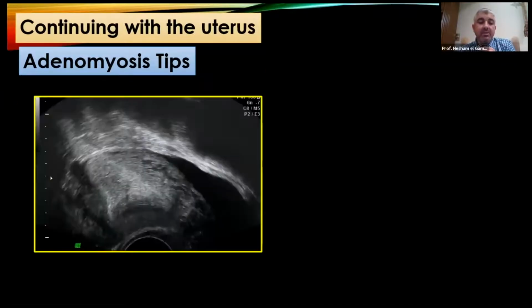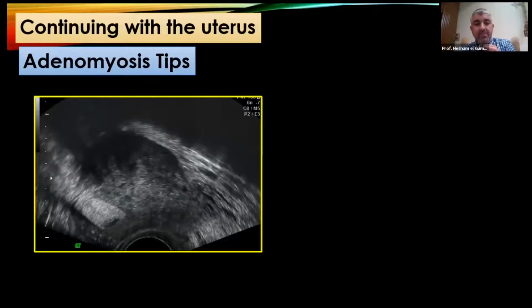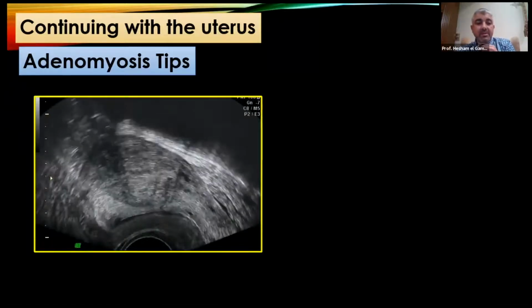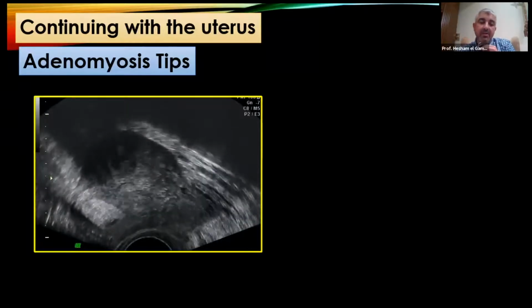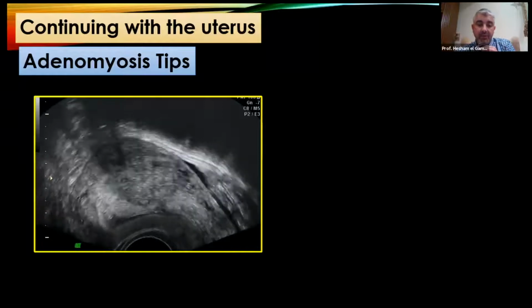And I need you to take care if you see what looks like a fibroid, but you cannot measure this fibroid because you are unable to detect where it starts and where it ends. You're actually probably looking at an adenomyosis rather than a fibroid.